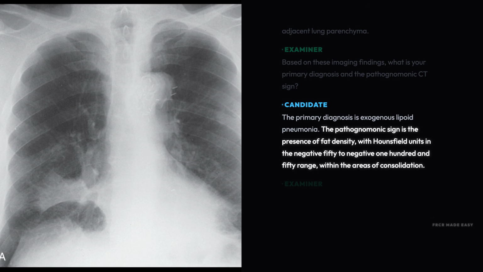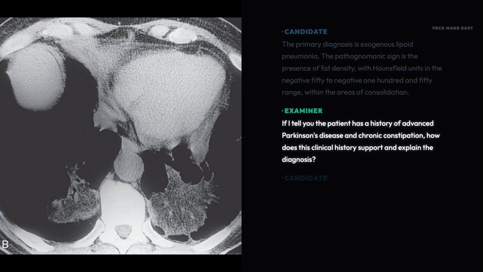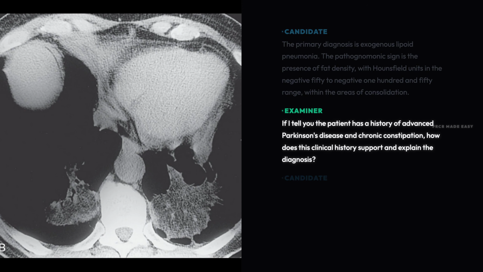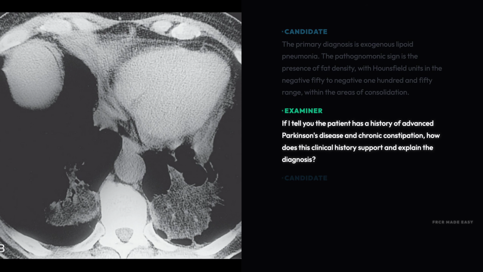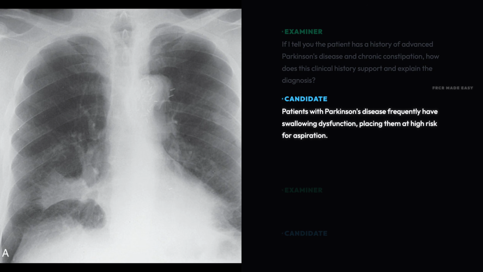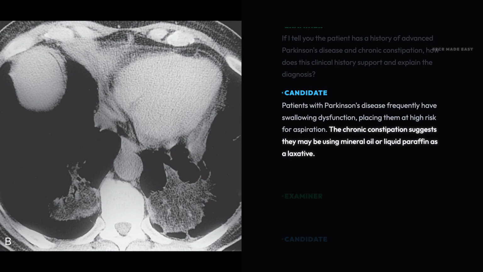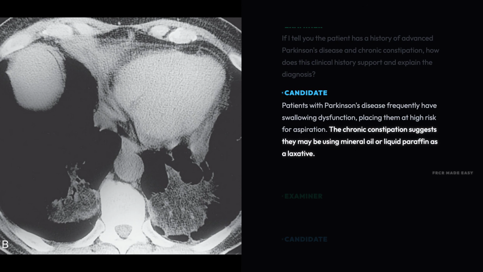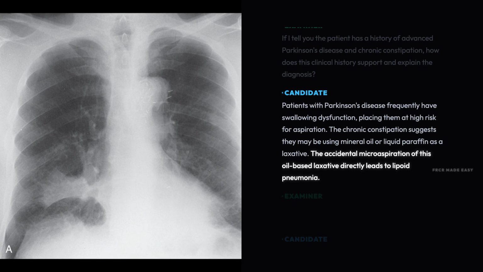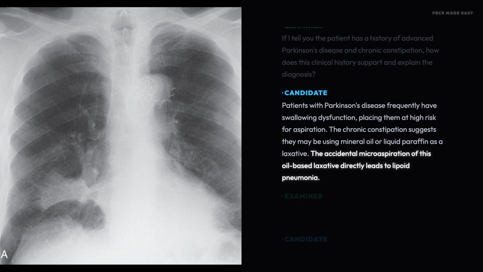areas of consolidation. If I tell you the patient has a history of advanced Parkinson's disease and chronic constipation, how does this clinical history support and explain the diagnosis? Patients with Parkinson's disease frequently have swallowing dysfunction, placing them at high risk for aspiration. The chronic constipation suggests they may be using mineral oil or liquid paraffin as a laxative. The accidental microaspiration of this oil-based laxative directly leads to lipoid pneumonia.